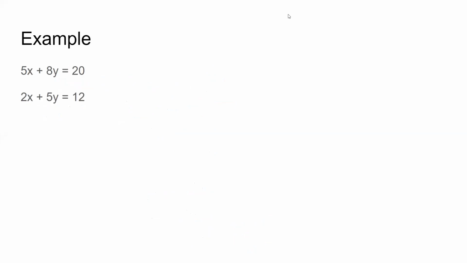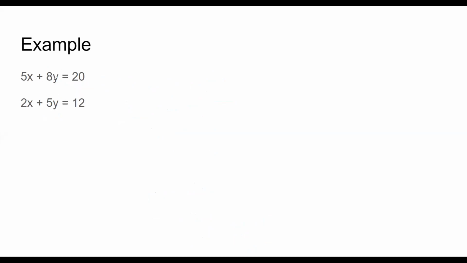So let's do another example here. In this one, one variable coefficient isn't a multiple of another, so we're going to have to manipulate both equations. Let's just look at 5x and 2x. You could multiply this one by 2.5, but then you get decimals, so we don't want to deal with that. Let's choose the least common multiple of 5 and 2, which is 10. So we multiply the top one by 2 and the bottom one by 5. This gives us 10x plus 16y is equal to 40. And then on the bottom, it gives us 10x plus 25y equals 60.